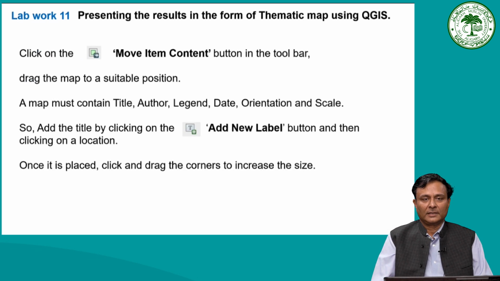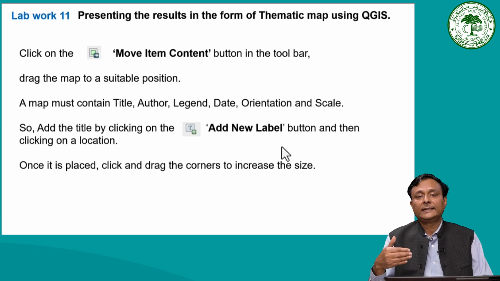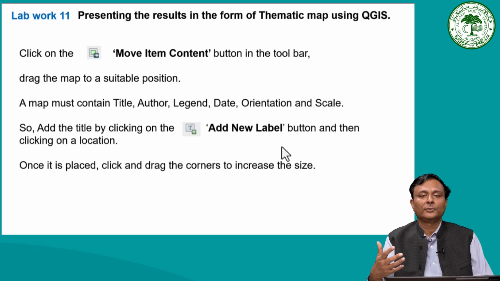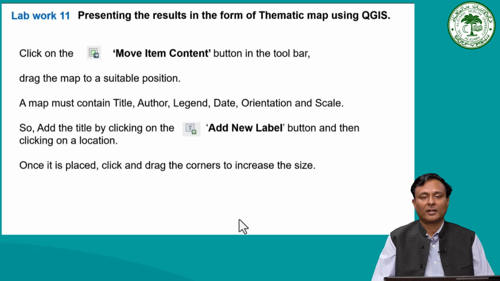So here you have added scale. Now you can add a new label. Here you would be adding the table, for example, the name of the map, whatever title you want to give, that you can add over here. Then there can be a title, there can be the legend of the map, orientation, there can be scale also. Orientation means the north arrow would be there. So all these you would be adding one by one to complete your map.